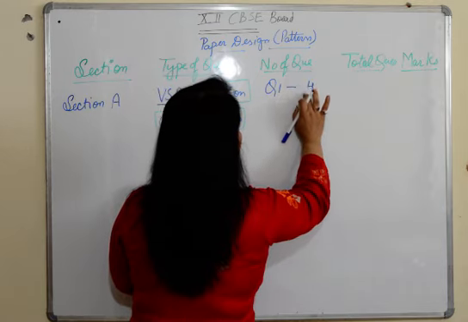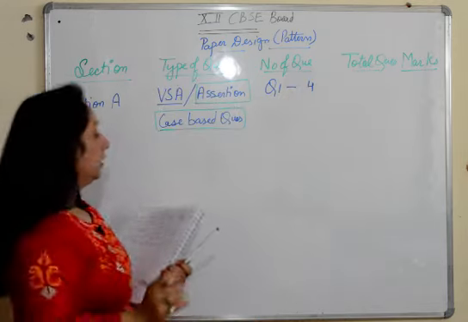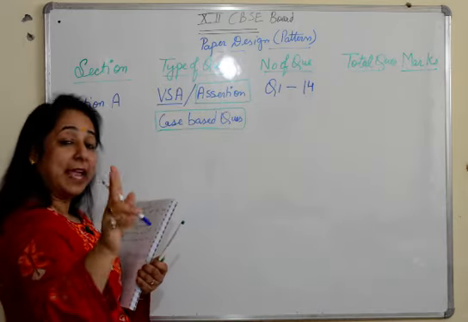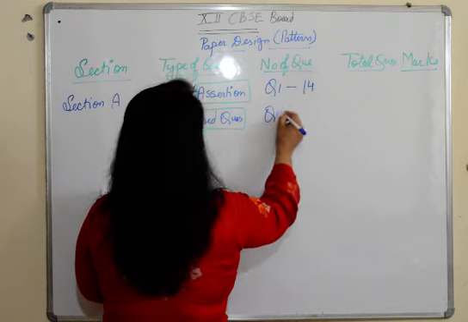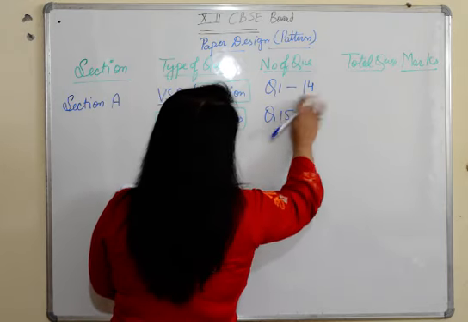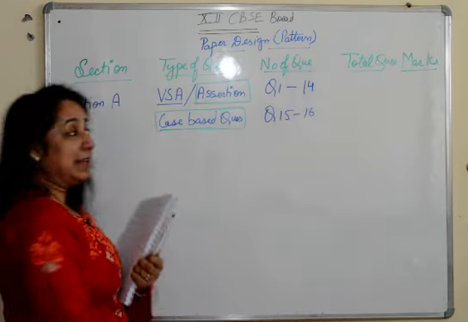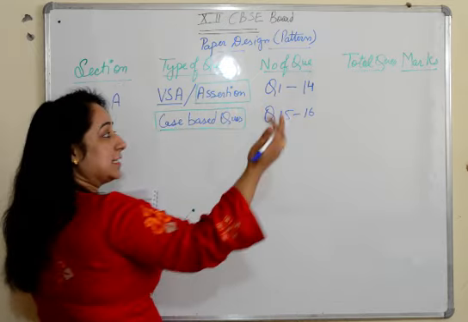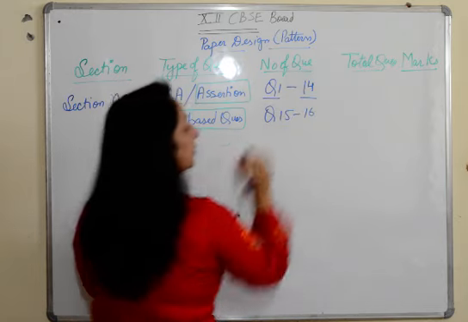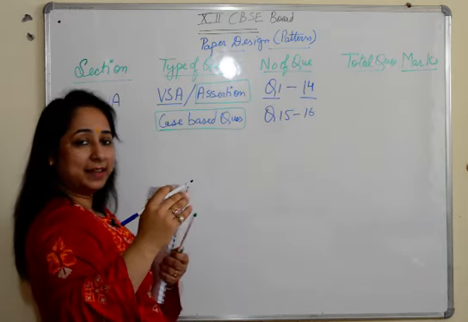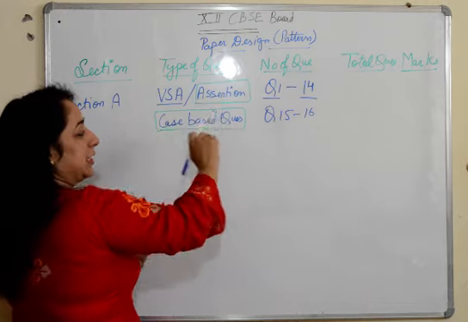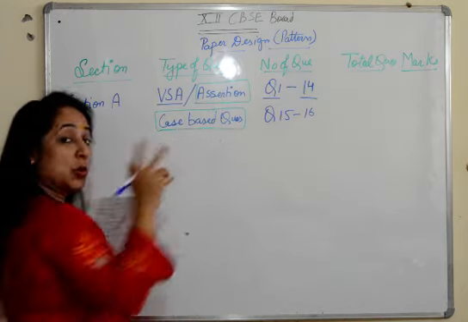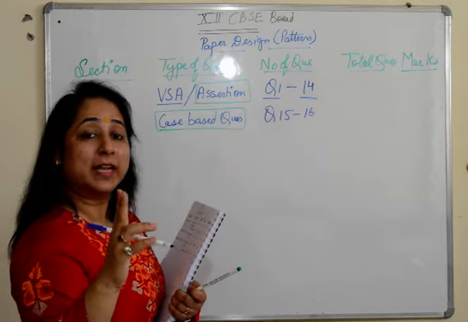I'm sorry. Question number 14, and for case-based, there are two case-based questions, that is question number 15 and question number 16. That means very short and assertion-reasoning will be from question number 1 to question number 14. The last questions will be assertion and reasoning. From question number 1 it will be very short. Case-based, you are for sure going to get two case-based questions.